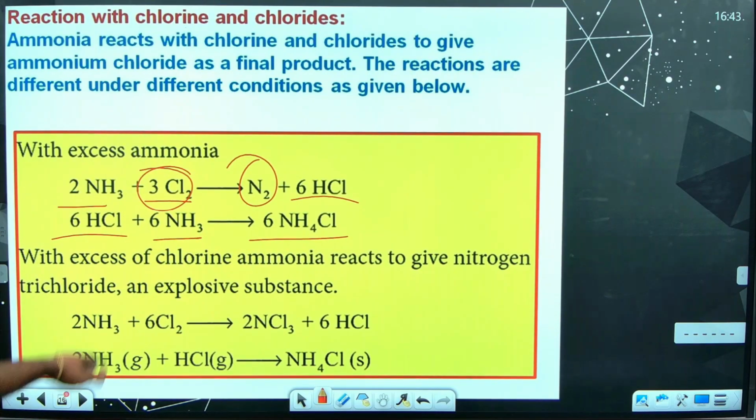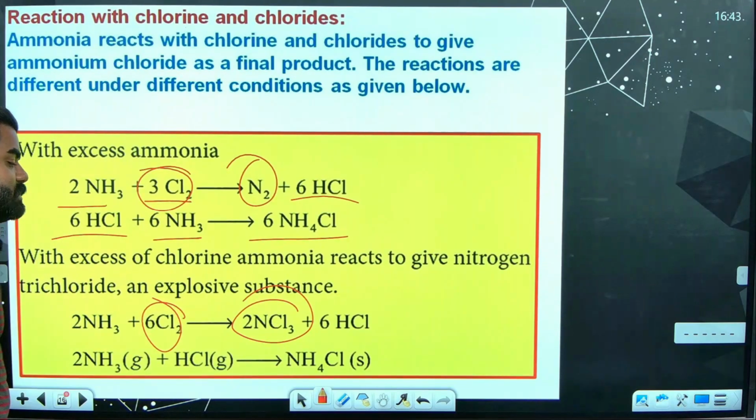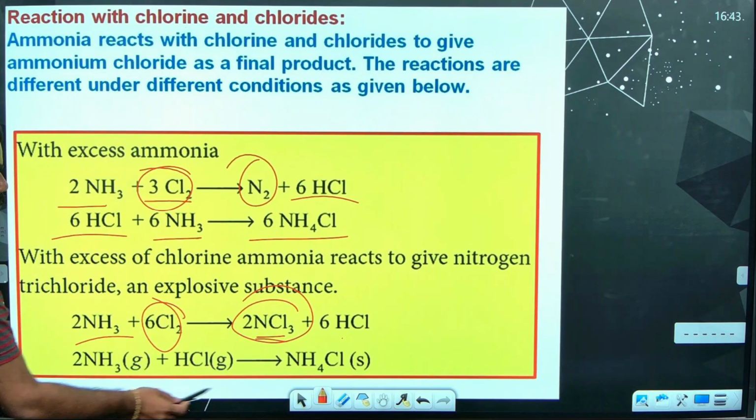Similarly, instead of excess ammonia, if we take excess chlorine, what happens? It forms NCl3, that is nitrogen trichloride. That is an explosive substance actually, nitrogen trichloride. Then the HCl, when it reacts with the remaining ammonia, forms ammonium chloride salt.